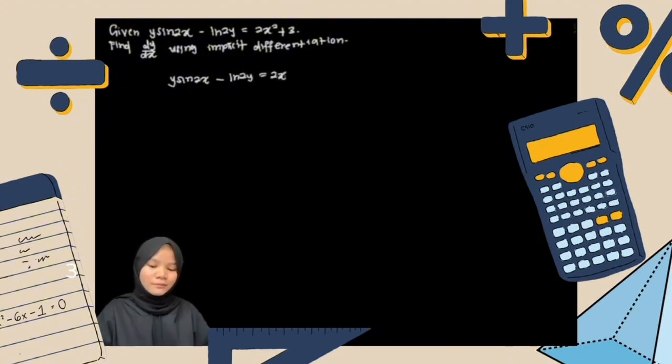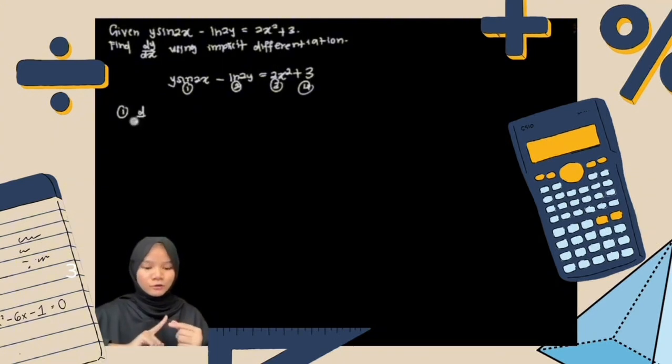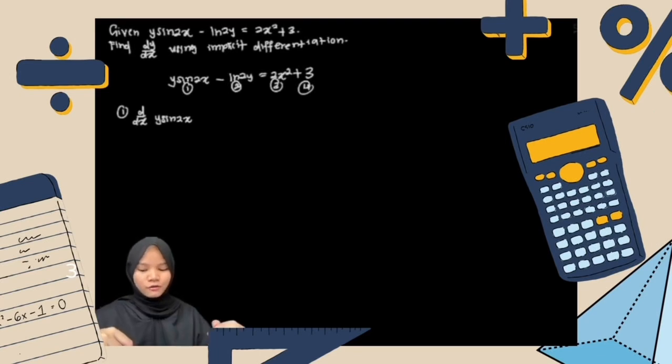Then, for an easier step, we can split the equation into 4 terms, which is first term minus second term equal to third term plus fourth term. By doing that, we can differentiate each term individually. So for the first term, y sin 2x, we can differentiate it by using product rule because it involves multiplication of two functions which is y and sin 2x. Here, u equals y and v equals sin 2x.